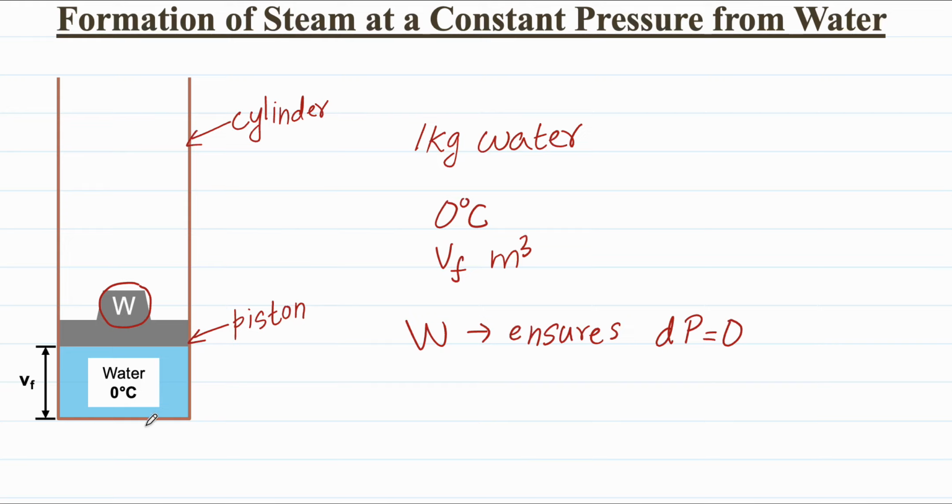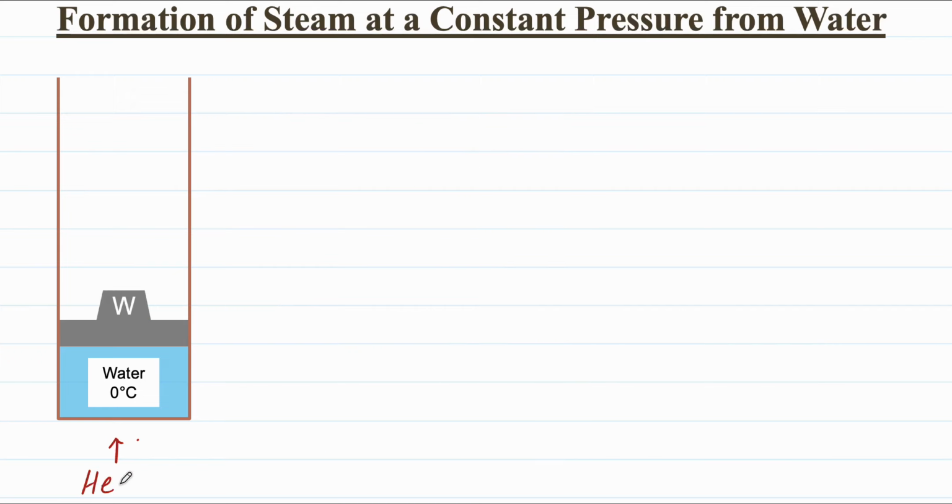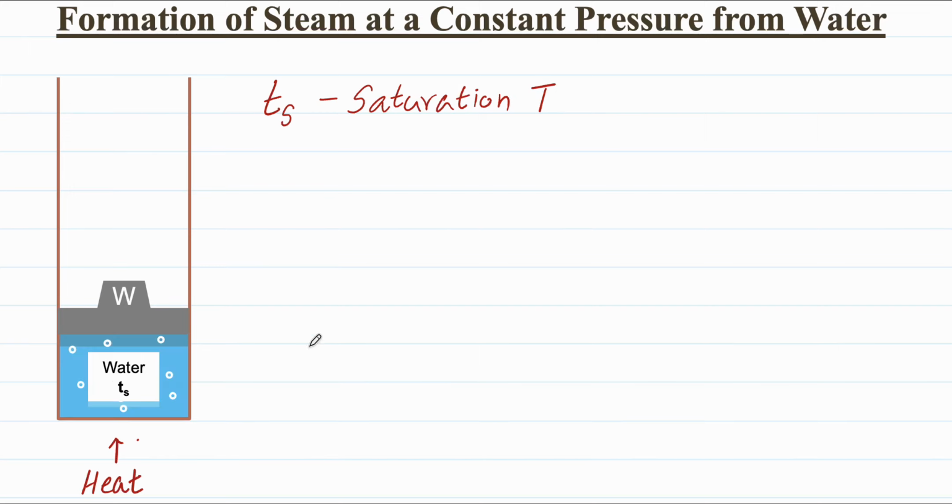And to form steam, obviously, we are going to heat the water at 0 degrees Celsius at constant pressure. As heat is being imparted into the water, a rise in temperature will be noticed, and this rise will continue till the boiling point is reached. And at the boiling point, which is also called Ts, the saturation temperature, the water starts boiling. And during heating up to boiling point, there will be an increase in the volume of water, and this slight change in volume is neglected.